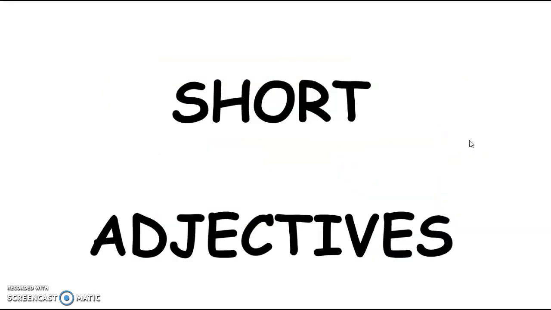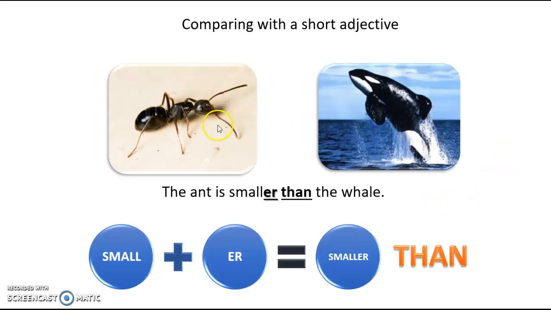So let's take a closer look at short adjectives. Here is an example of an ant and a whale, and I want to compare them. It's not like the first picture where we described the apple and we didn't compare anything. We just described one thing. But here we want to say, for example, that the ant is smaller than the whale. We're comparing. So the adjective small changes. We add er and then we add than. Okay, that's the sign, that's the rule to when we compare two things with a short adjective. Small is a short adjective. We add er, then we get smaller than.